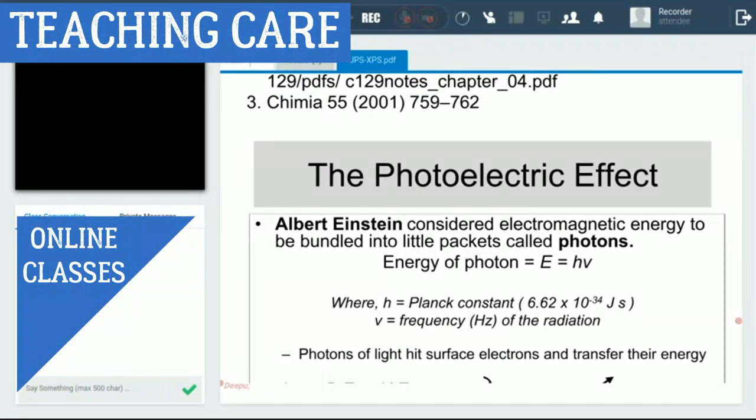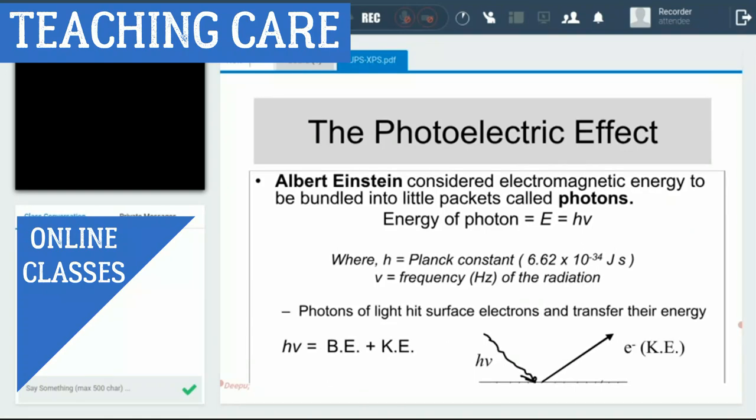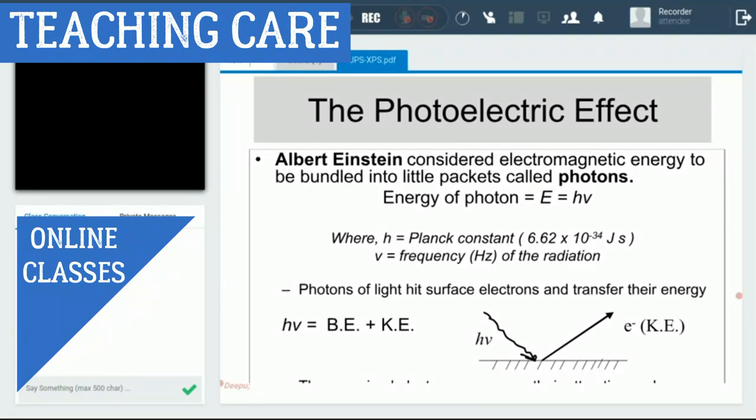First, you must know what this photoelectric effect is. Have you heard of this photoelectric effect? Yes. Photo means light. Here, electromagnetic energy is bundled into little packets called photons.